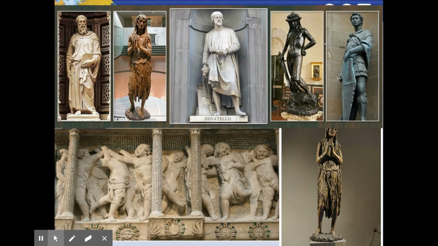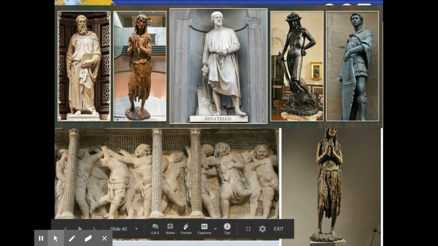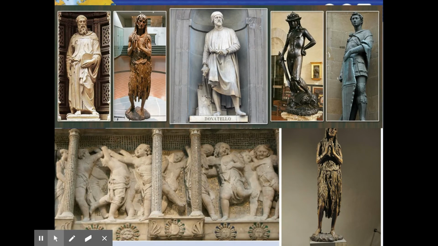These are some other Donatello works. I just wanted to give you a sense of the work that he does. Here's the one that you've already looked at. Here are the cherubs. I wanted to make sure that you knew that he was an angel and cherub guy. Cherubs are like chubby little angel babies. This is a piece that's supposed to represent Donatello himself.